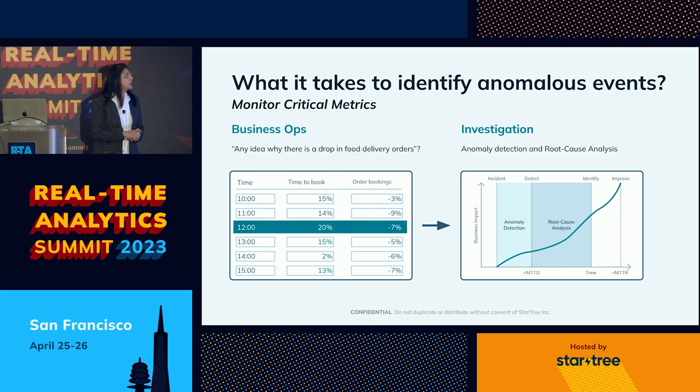Now, let's talk about what it takes to identify those anomalous events. The first thing when you run into a similar problem, there's somebody who is really worried about or monitoring this, and that's most of the time business operations in this example, especially when you're driving customer satisfaction. Your business operations team looks at some of the key metrics, and whenever there's a spike or a drop, people try to analyze where the problem is coming from, what the problem is, and why the problem is happening.